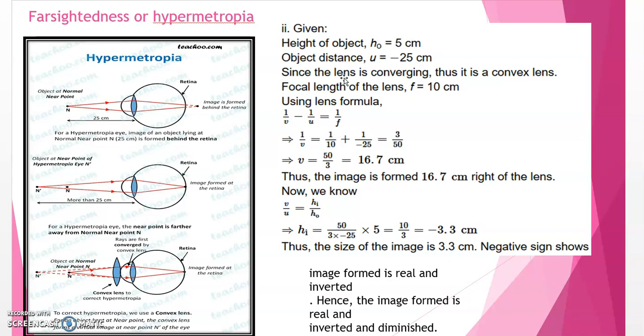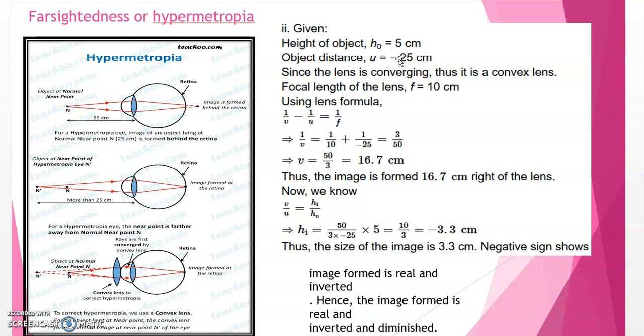What is given? A 5 centimeter height object. So what is the height of the object? 5 centimeter. You can write it as H1 also, no problem. I have written it as HO. You can write it as H1. Next, it's placed at a distance of 25 centimeters. So what is the object distance? 25. Object distance will be negative whether it is a concave or the convex lens. From a converging lens. So since it is a converging lens, it will be the convex lens.